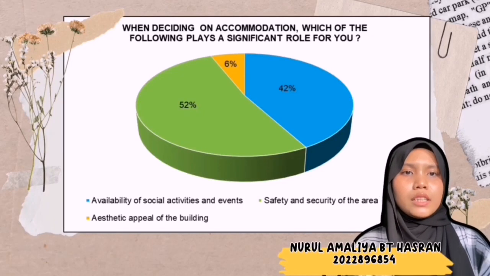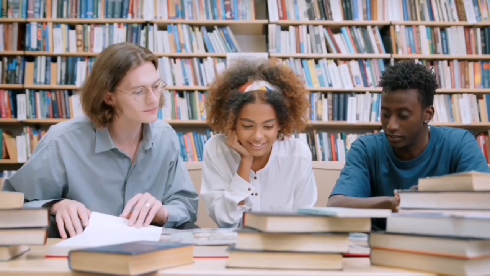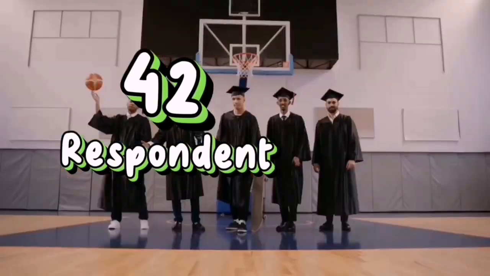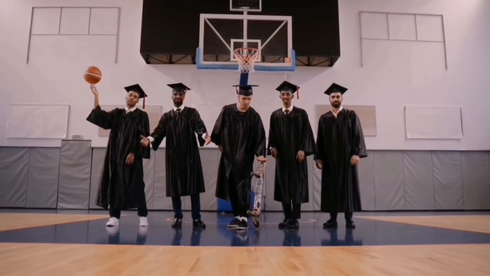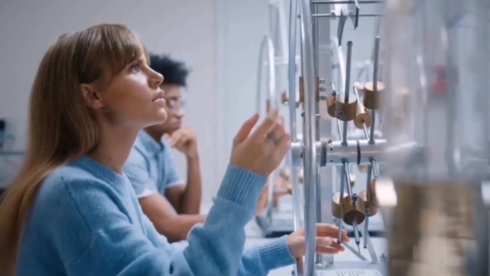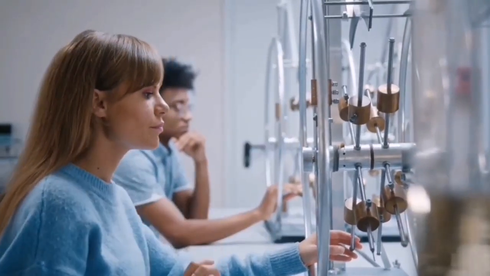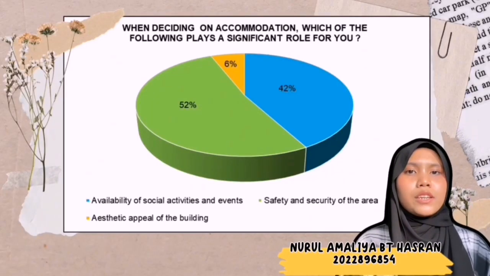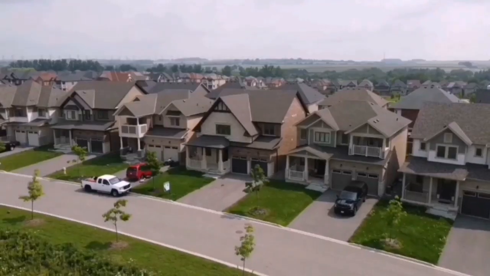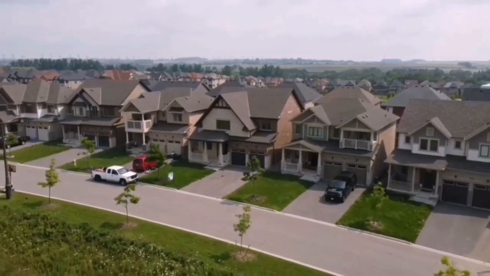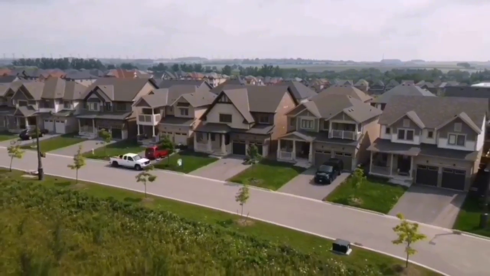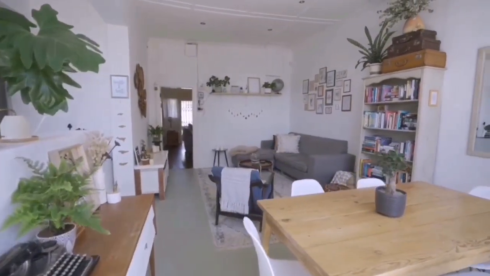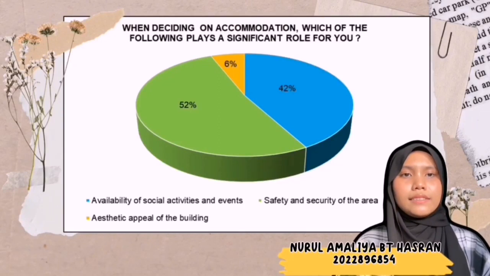Next, the availability of social events and activities is the second factor, with 42 respondents. This is because living close to campus social events makes it simpler for students to engage in university life outside of the classroom. The final answer comes from 6 respondents who chose the aesthetic appeal of the building as a significant role in deciding accommodation. In my view, a building's aesthetic appeal gives students the freedom to express their individuality and taste.